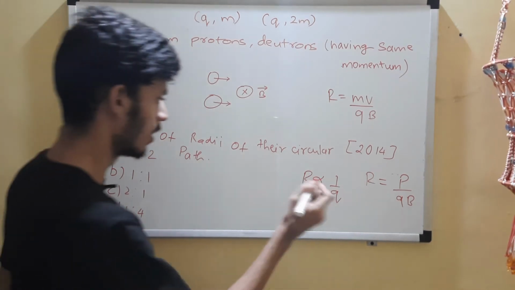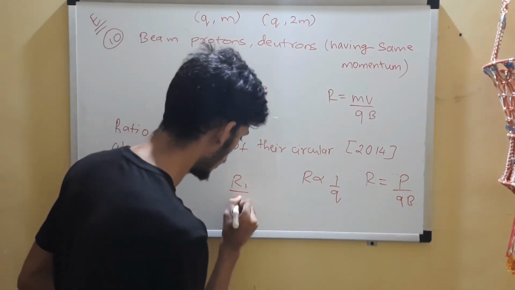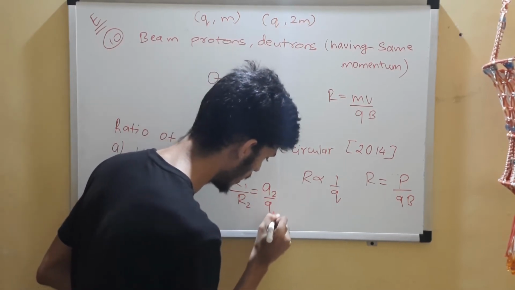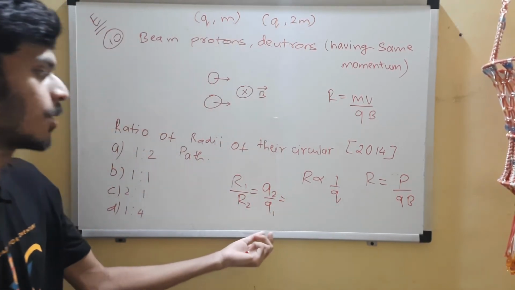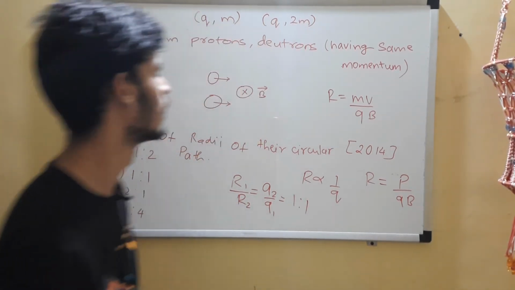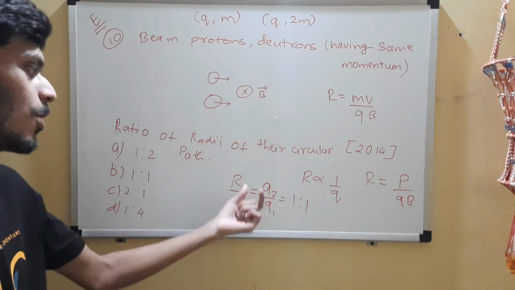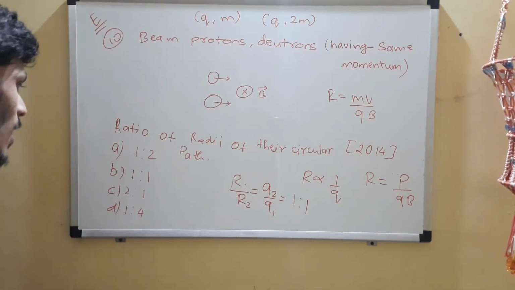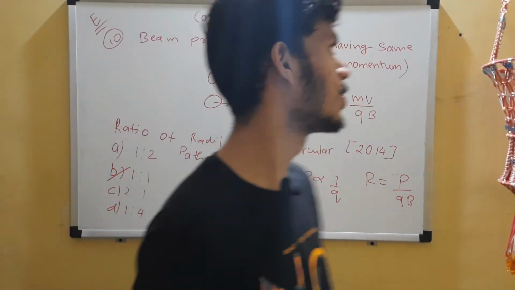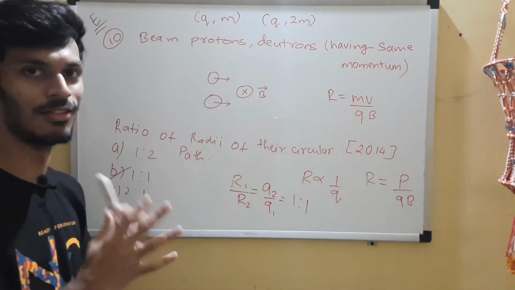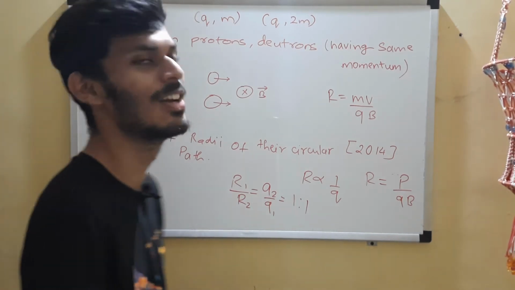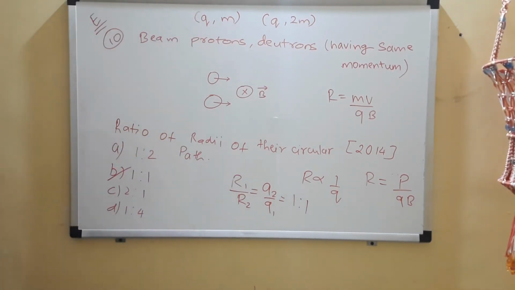Here the radius only depends on charge, so r1 by r2 will be q2 by q1, but that doesn't matter because q2 is q, q1 is also q, which means the ratio will be 1:1, right? Both of them have the same charge, so q2 by q1 is 1:1. So option B, 1:1 is the correct choice over here. Make sure you remember this. We will use it in the next question as well. Some spoilers here and there. Over to the next question.